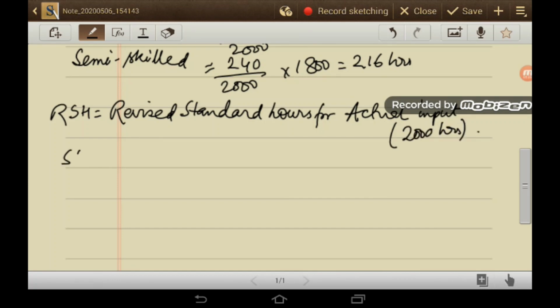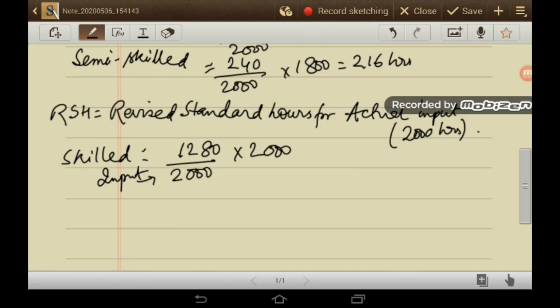Okay, so for skilled this will be 1280 by 2000. This 2000 is the standard input hour, into 2000. This is the actual input. This is actual input hours. So this is 1280 hours. So RSH for skilled workers is 1280.